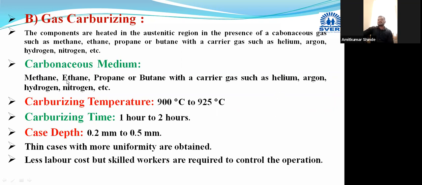Then what will happen? These gases, these compounds will decompose and give you the carbon, and that carbon is diffused or dissolved into the austenite, followed by further heat treatment. It is slowly cooled and then quenching is done. After the heat treatment and quenching, at the end we will get a case depth of up to 0.2 to 0.5 millimeter.